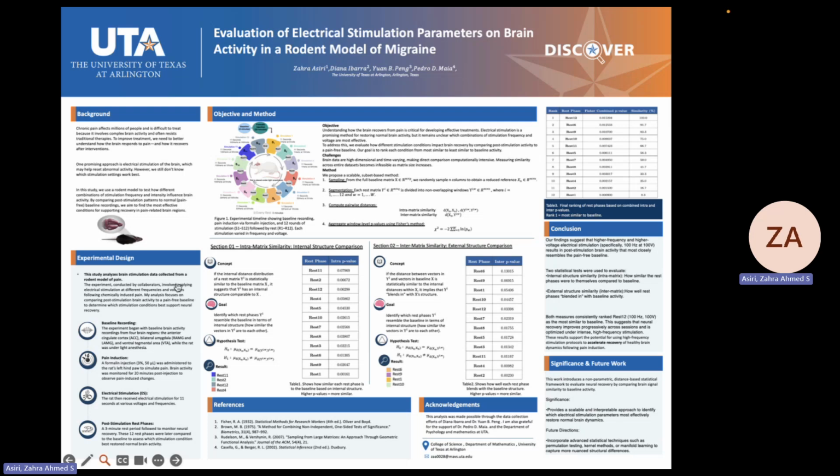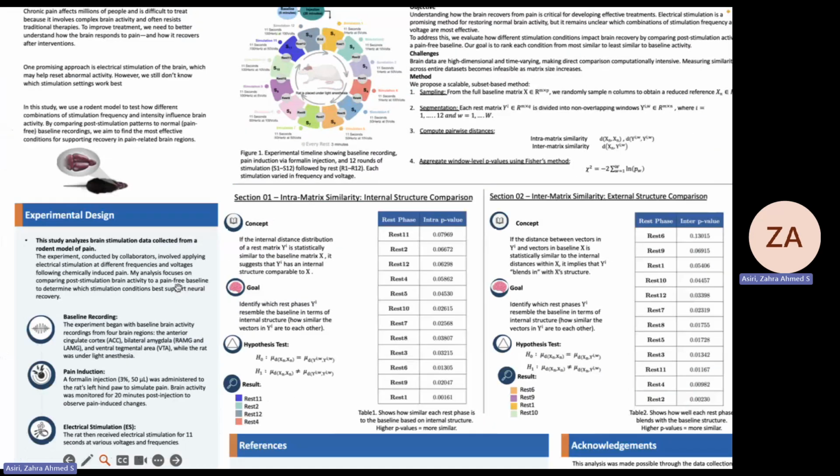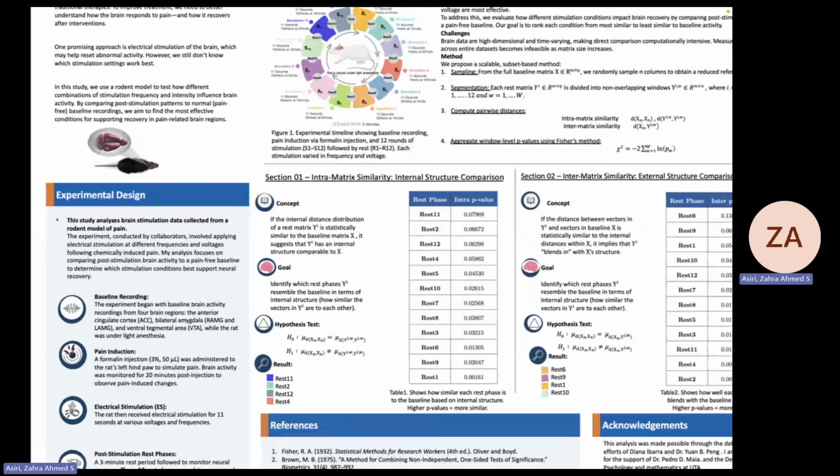Here is how the experiment was designed. First, we record baseline brain activity from four regions related to pain. Pain was then induced using a 3% formalin injection into the ear. After that, the rat received 12 different electrical stimulation sessions, each followed by a 3-minute rest phase. During this rest period, brain signals were recorded again. These rest phases are what I analyzed to evaluate recovery.